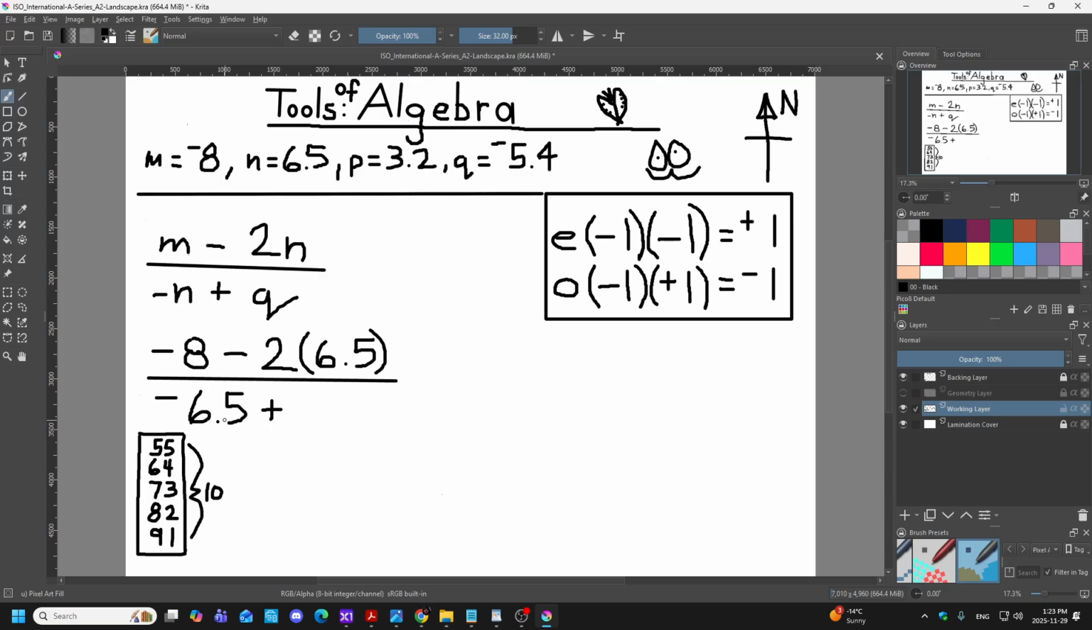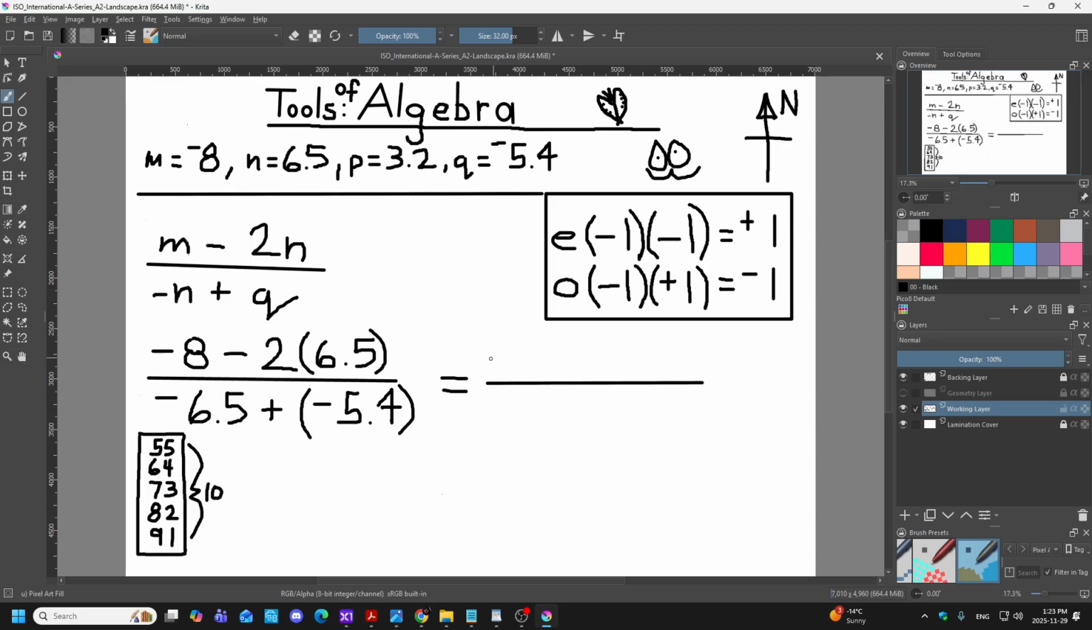All right, negative 6.5 plus q, which is, I'm going to use brackets because of the negative sign, and 5.4. All right, let's just continue the work this way. Probably too long. Let's go something like that. Okay.